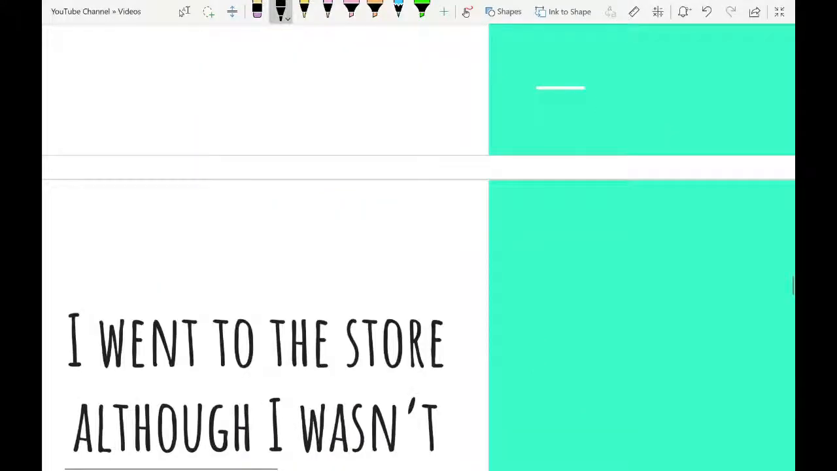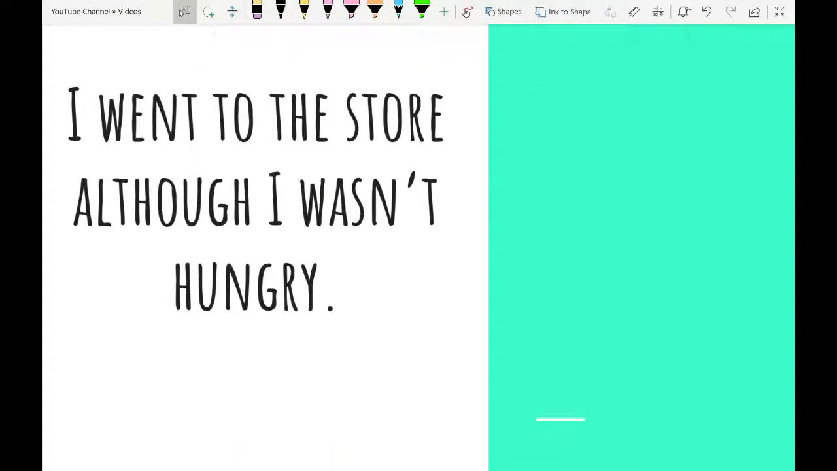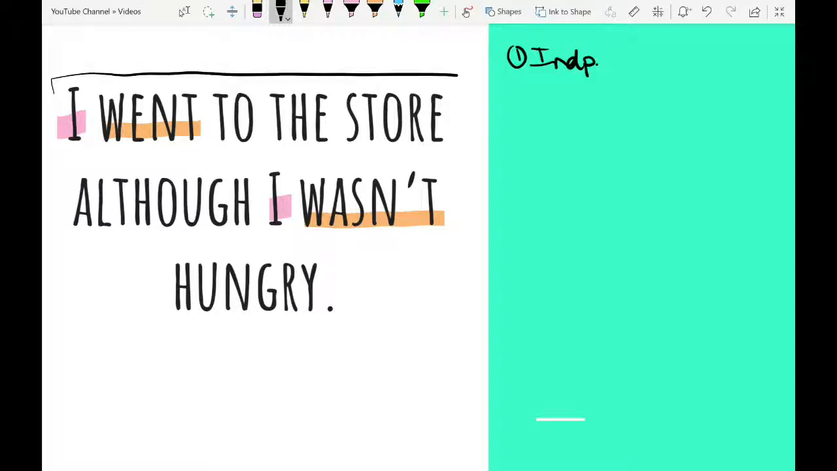Okay, last one. I went to the store although I wasn't hungry. Let's take a quick peek at this one. Okay, so the first step here is to find our independent clause. Take a moment, find that one. You'll notice here we have two subjects, we have two verbs, but which one is our independent clause? This one is going to be right here. Here is our independent clause. So we're going to make this whole thing pink. And then that's going to leave our dependent clause right here.